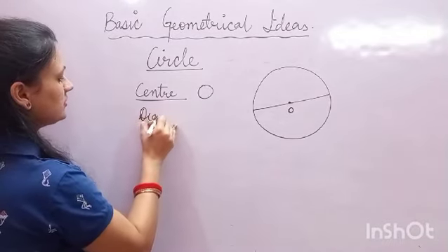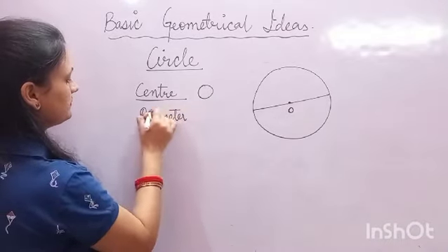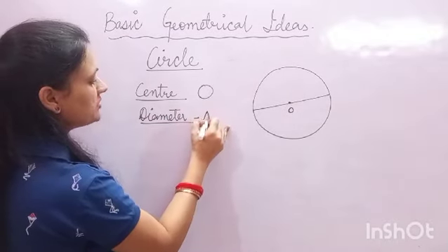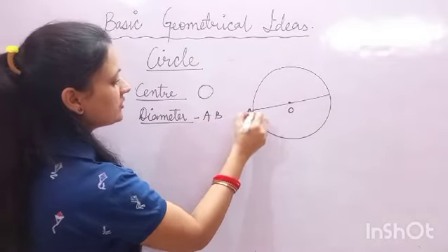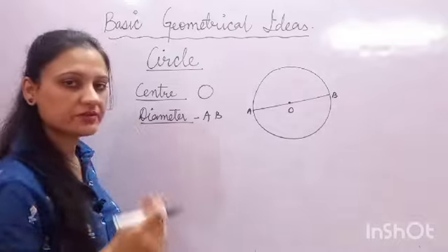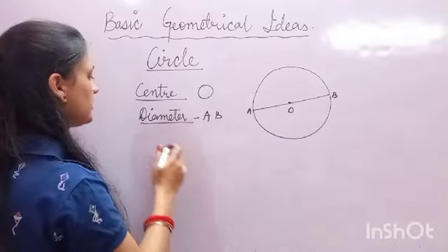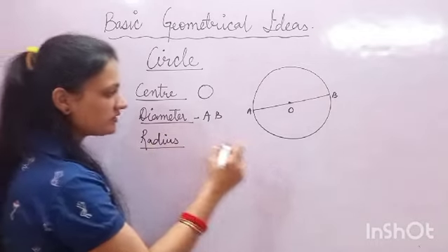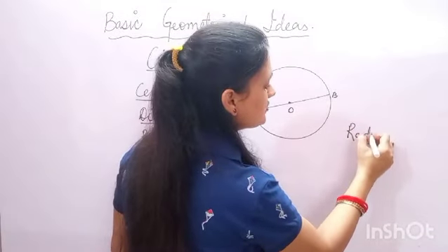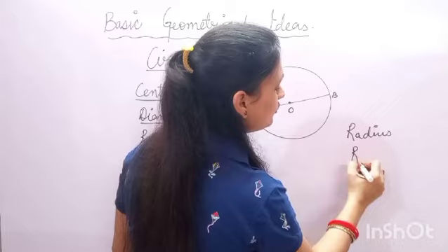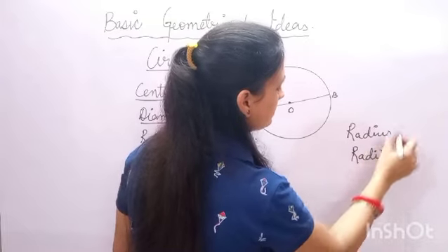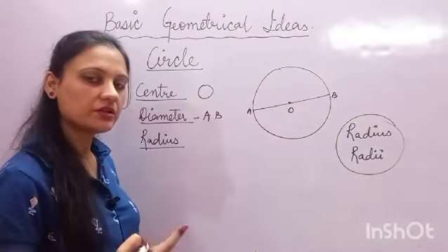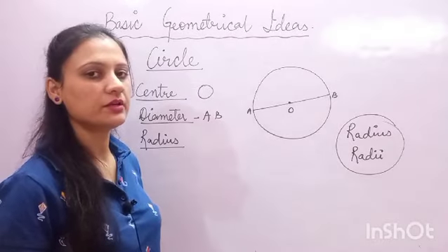Let's write down diameter. What is diameter? AB. Let us write down the name AB. So AB is a diameter of a circle, right? Now let us understand radius. Always remember, singular it is called radius and plural it is called radii. Okay, singular we call radius and plural radii.